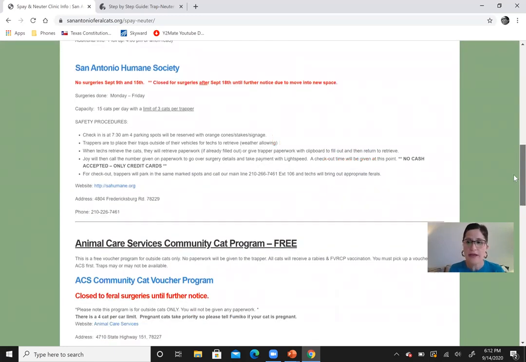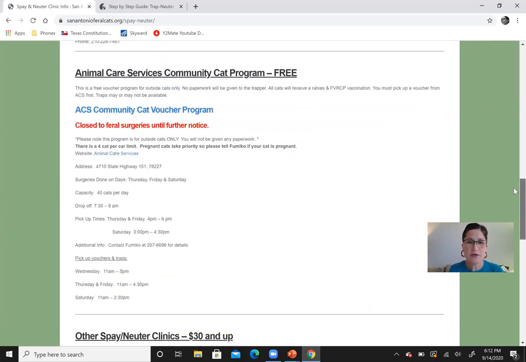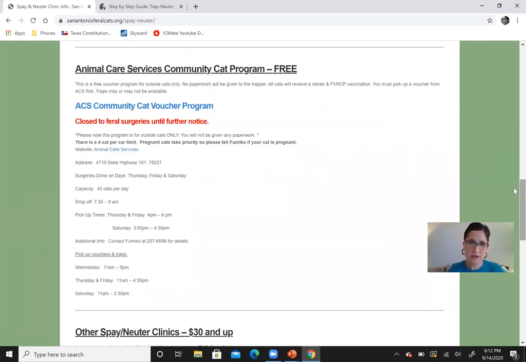Now if you keep scrolling down, you're going to notice where it says ACS, Animal Care Services Community Cat Program, which is free, right? Everybody likes free. And it also has its own special block on the brochure, block #7. Now, unfortunately, because of current circumstances, they're not offering the feral surgeries at this time. But when they do, we will definitely let you all know. So please continue to check the website for that. So that was through the Animal Care Services.